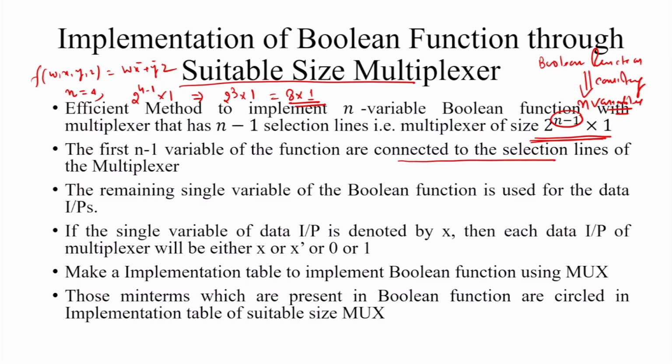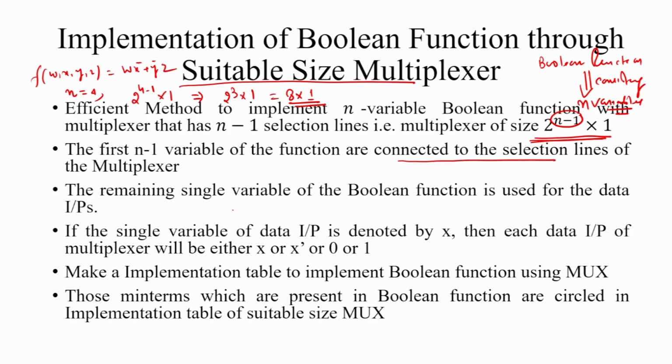Either when the least n minus 1 bits, the n minus 1 variables, are connected through the selection lines, then simply the most significant variable is remaining, and we supply that most significant variable either in its original form or complemented form, or some input values are 0 or some input values contain a 1 through the input lines. And this is the way of representing a Boolean function by using a suitable size multiplexer.